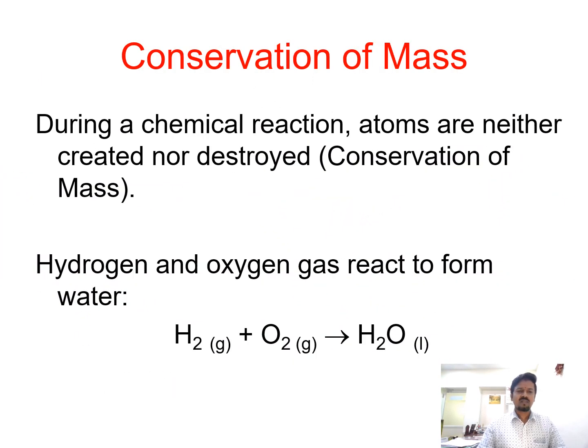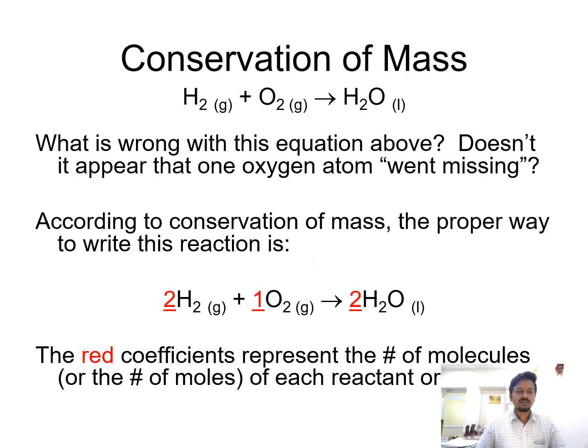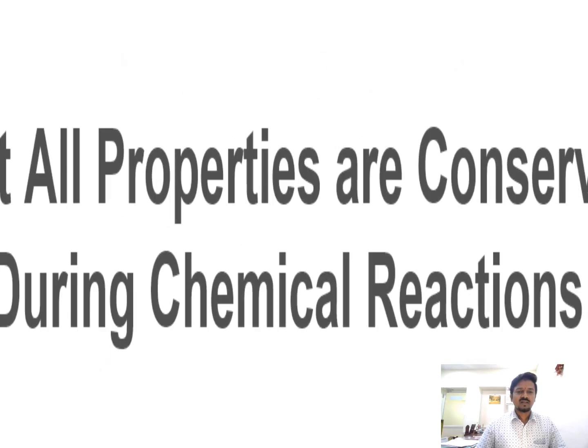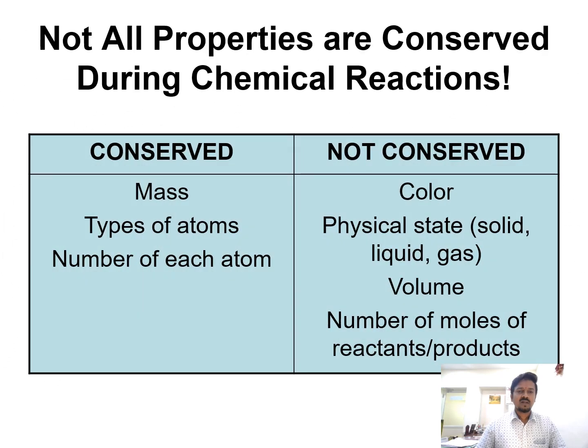Then, while a chemical reaction is taking place, mass is conserved. For example, hydrogen and oxygen gas react to form water, in which mass is conserved. There is an example for conservation of mass in a particular reaction. We will know that not all properties are conserved during a chemical reaction. The type of atoms, the number of each atom, and mass will be conserved, but color, physical state, and number of molecules will not be conserved.